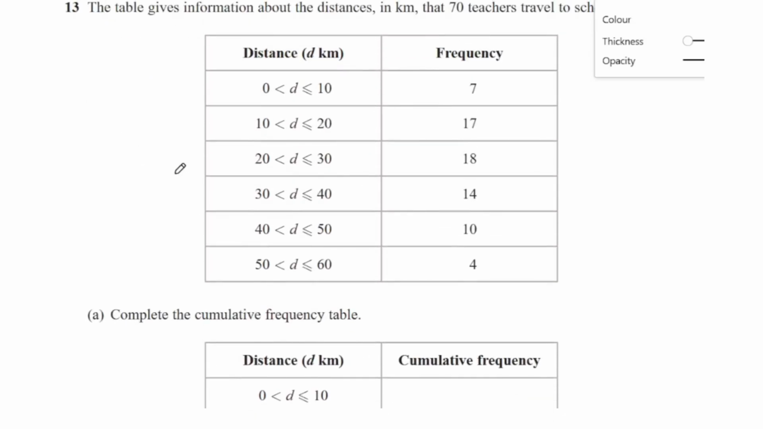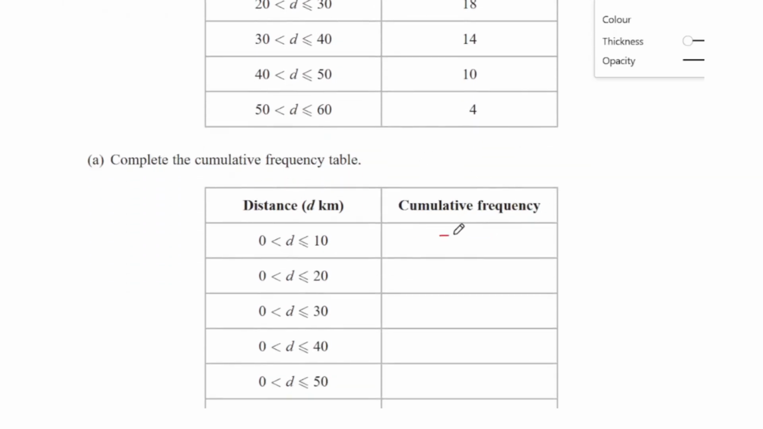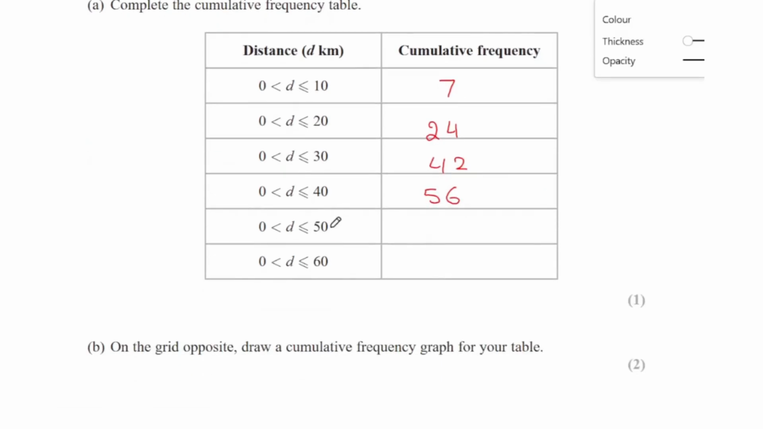How do we start? Pick up the first value, which is 7. Then add 17. 7 plus 17 gives you 24. 24, and the next value is 18. 24 plus 18 is 42. 42 plus 14 is 56. 56 plus 10 is equal to 66, plus 4 is equal to 70. So this is simply 1 mark.